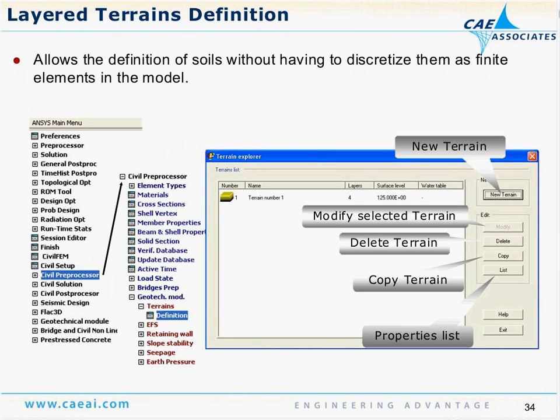So layered terrains don't have to line up exclusively with the finite elements. The layered terrain is set up separately. CivilFEM will automatically apply the appropriate material properties across to the finite elements where applicable to provide the appropriate material response.